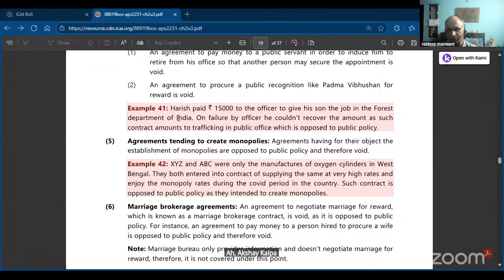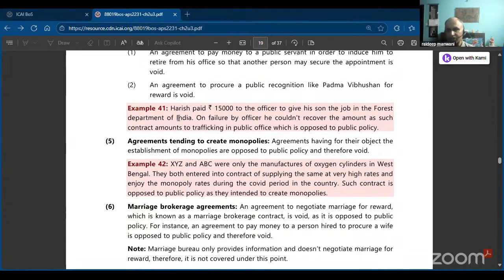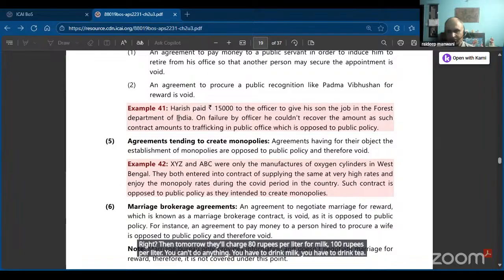Now all 4 of them decide to form one company, Combined Milk Supplier Federation, CMSF, and they make a monopoly of supplying milk. That agreement between these 4 companies to join and form one single milk company will be declared null and void. Then tomorrow they'll charge 80 rupees per liter for milk, 100 rupees per liter. You can't do anything. You have to drink milk, you have to drink tea, but you can't buy. Now if Amul increases its price, you can go to Nandini. If Nandini increases its price, you can go to Heritage. Correct or no? And there is competition.